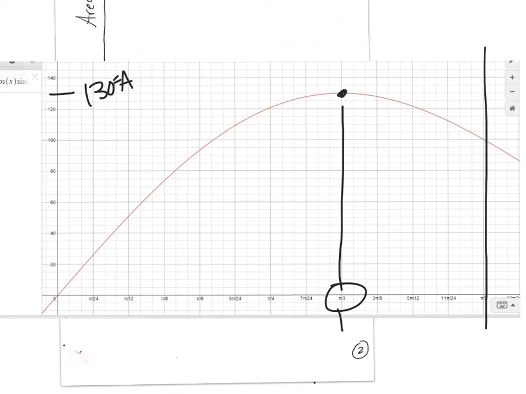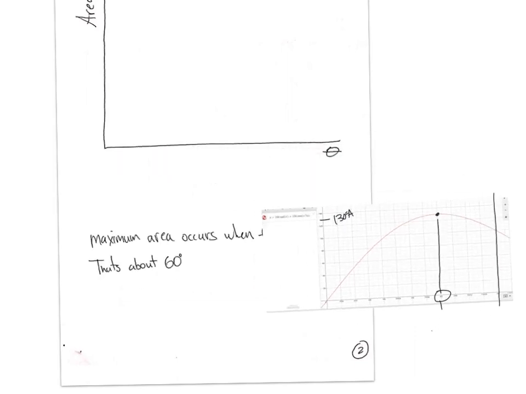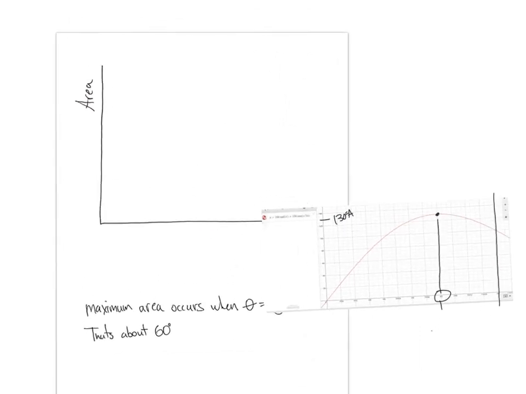So you should label your area. We went up to a value of 130, so you should write that in there. And then on the x-axis, over here we had pi over 2, and then pi over 3 was somewhere here, and the graph looks something like that. So make sure that you write that in.